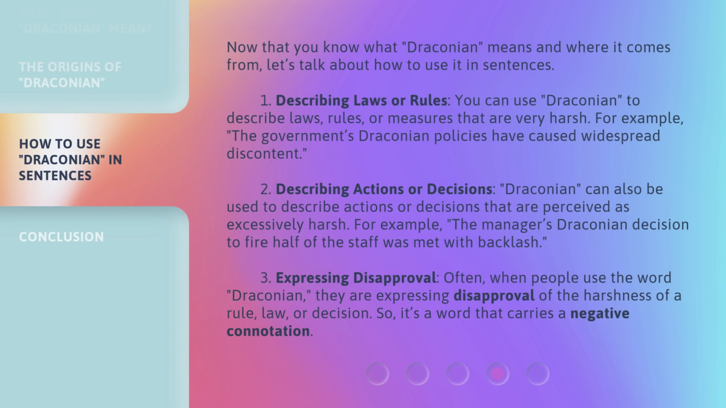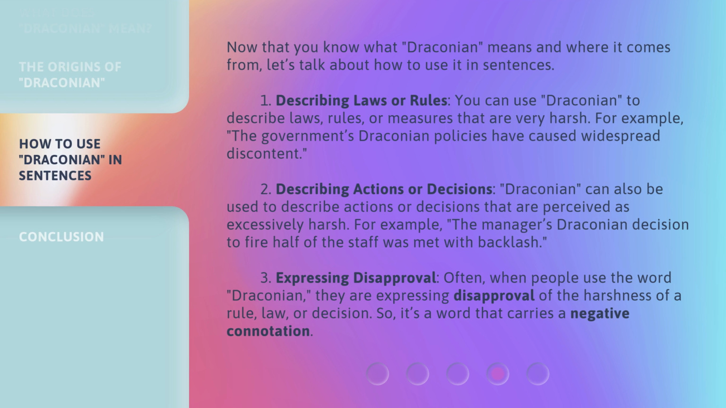Now that you know what draconian means and where it comes from, let's talk about how to use it in sentences. 1. Describing laws or rules. You can use draconian to describe laws, rules, or measures that are very harsh. For example, the government's draconian policies have caused widespread discontent.